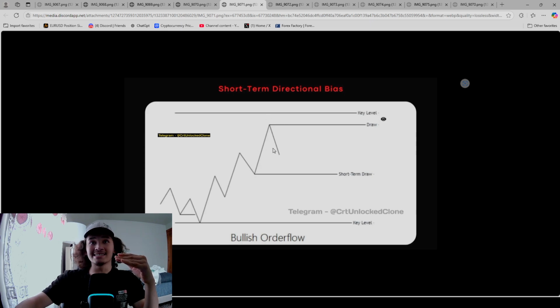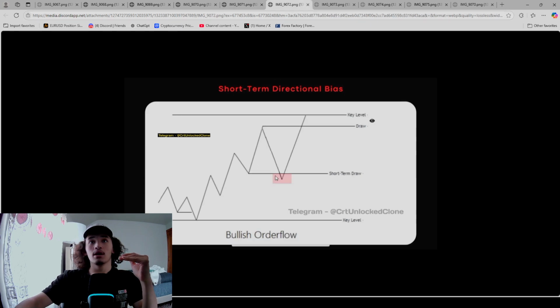If you're looking for a long inside of this, you would get wrecked. You would get wrecked because you did not wait for the short-term drawn liquidity to get met. That caused you to take a lot of bad setups. Eventually, once the short-term drawn liquidity gets met, then it hits the long-term drawn liquidity, right?